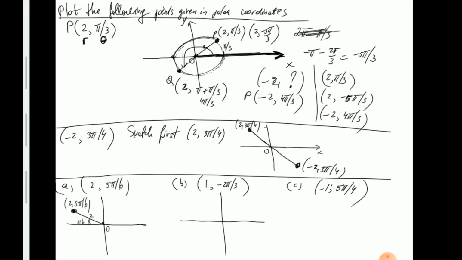For part B, I measure 2 pi over 3, but in the negative direction. So look at the dotted line, right? So I measure the angle in the negative way. Minus 2 pi over 3 is less than minus pi, so it's somewhere here. So therefore the point should be over here. Let's say this is 1, and therefore this is (1, minus 2 pi over 3), right? So this angle here is minus 2 pi over 3.